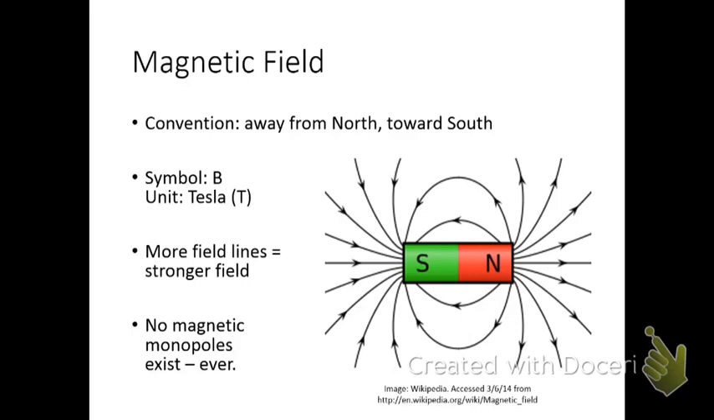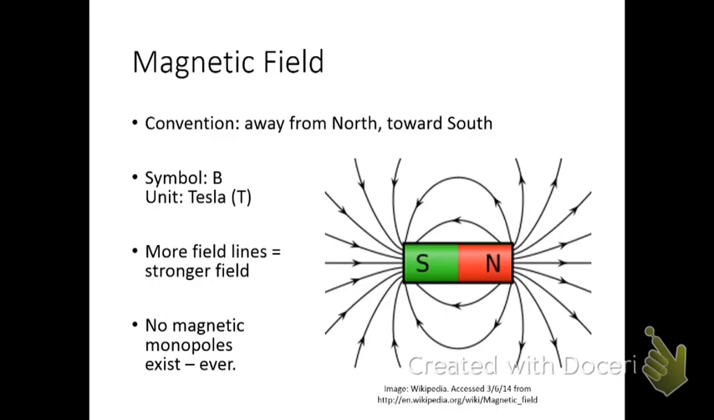Hey guys, let's talk about magnetism now. The convention for the magnetic field, at least outside the magnet, is that it points away from the north, loops back around, and goes in the south. Now, magnetic field shape is going to change based on the shape of the magnet, but the one we talked about was a bar magnet.